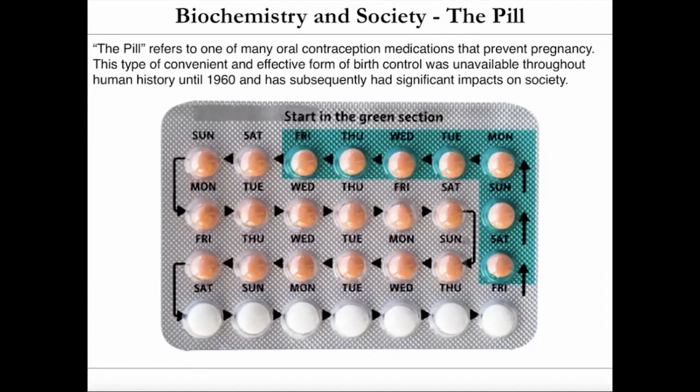That type of convenient and effective form of birth control was completely unavailable throughout all of human history until the year 1960. So that's a pretty profound thing. So people have been trying not to get pregnant for basically all of human history. And it was not possible until the development of the birth control pill in 1960. So this has had significant impacts on society since.